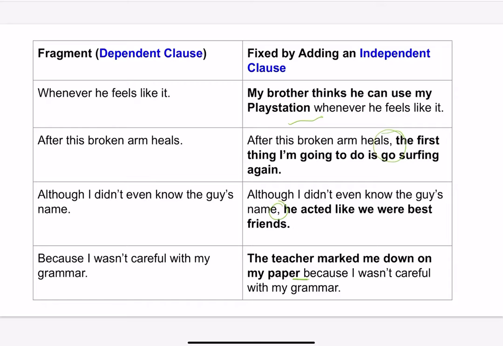The teacher marked me down on my paper because I wasn't careful with my grammar. That one doesn't need a comma. The dependent clause is at the end. But let's say, for example, I put this dependent clause at the beginning and said, because I wasn't careful with my grammar, the teacher marked me down on my paper. In that case, I would put a comma after it because the dependent clause comes at the beginning of the sentence. So the basic rule is if you're introducing a sentence with a dependent clause, then what you do is put a comma after it. But if it comes at the end, generally speaking, we're not going to need to include that comma.